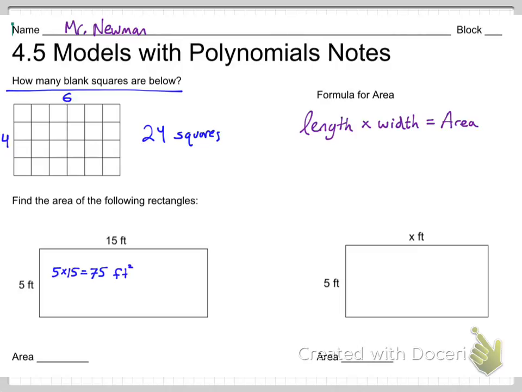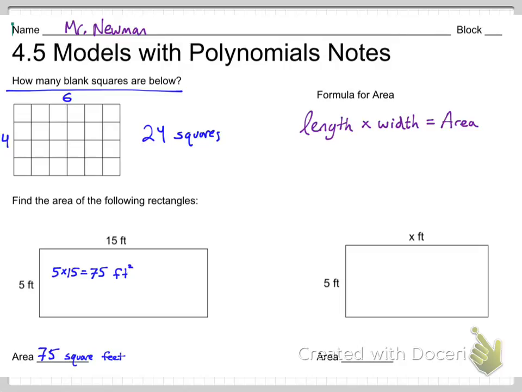The units for area, when you have feet as length and feet as width, is square feet. So you can write it like feet squared like that, or you can write it out 75 square feet. That is the units for area.